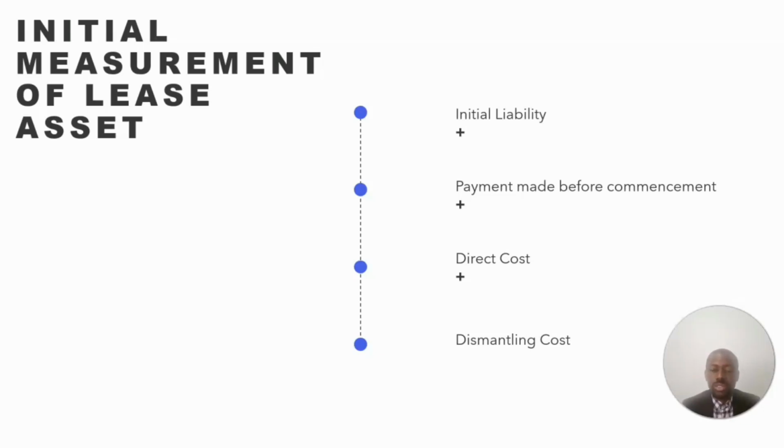Secondly, direct costs. So for instance, let me use a rented apartment. If I want to lease an apartment, I will need to pay legal fee, agency fee, and all of these fees associated with arranging the lease contracts. So those direct costs will form part of the lease assets at initial recognition. Then for an asset that has to do with dismantling, the cost of dismantling the asset will also be added to the initial measurement of the lease assets.